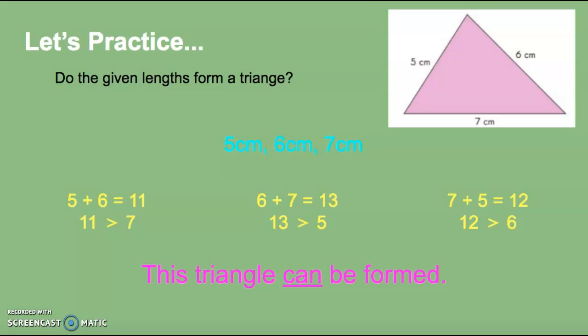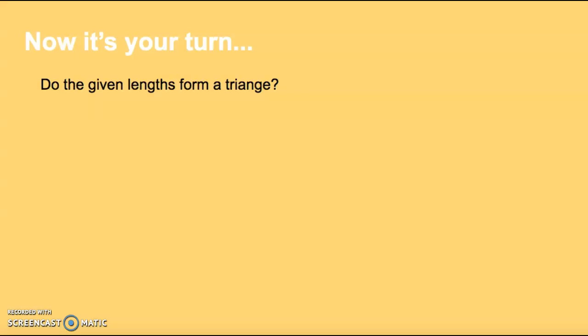Now it's your turn. Do the given lengths form a triangle? One side is 2 inches, another side is 4 inches, and the third side is 1 inch. Pause the video and try all the possible combinations to assure that any two sides added together are greater than the third side.